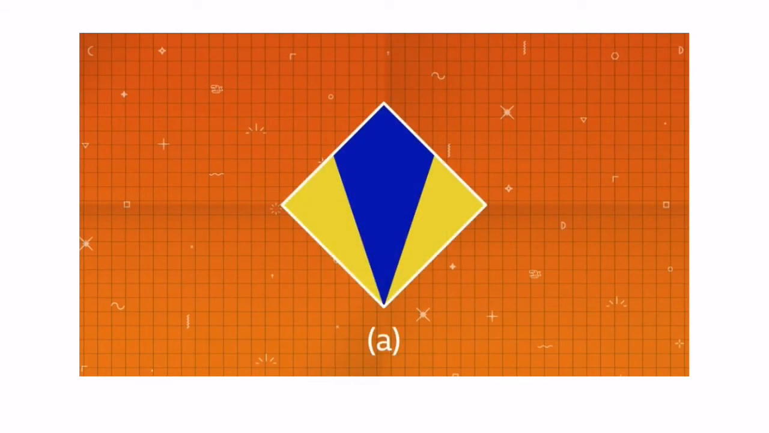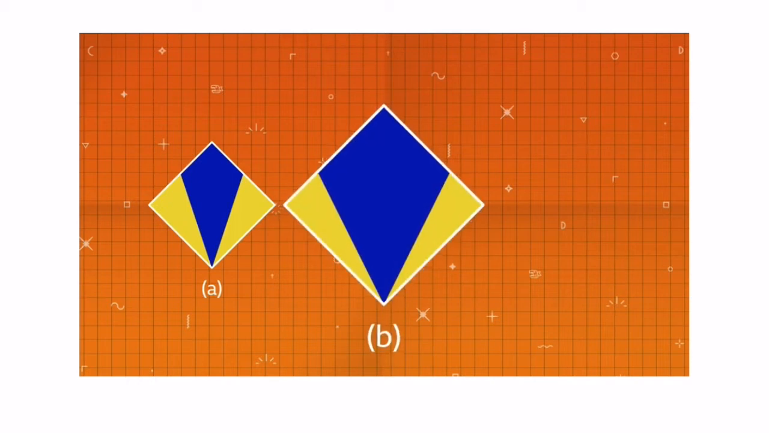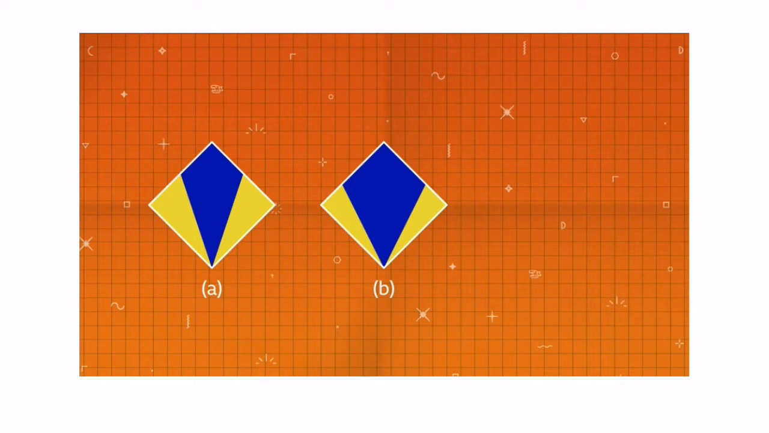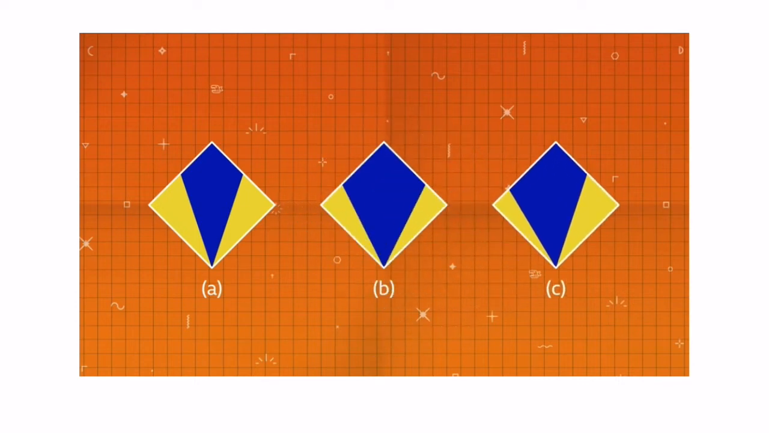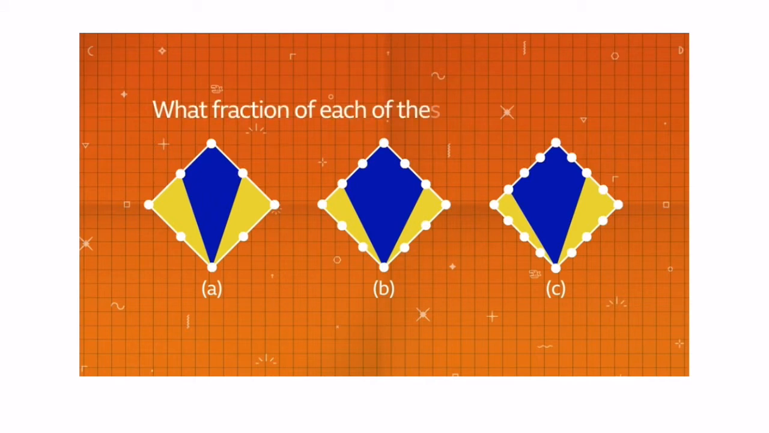If your favourite three-sided shape is a triangle and your favourite four-sided shape is a square, well, have I got the problem for you. What fraction of each of these squares is coloured blue? First, we have square A. Then square B. And finally, square C. Can you work out what fraction of each of these squares is blue?